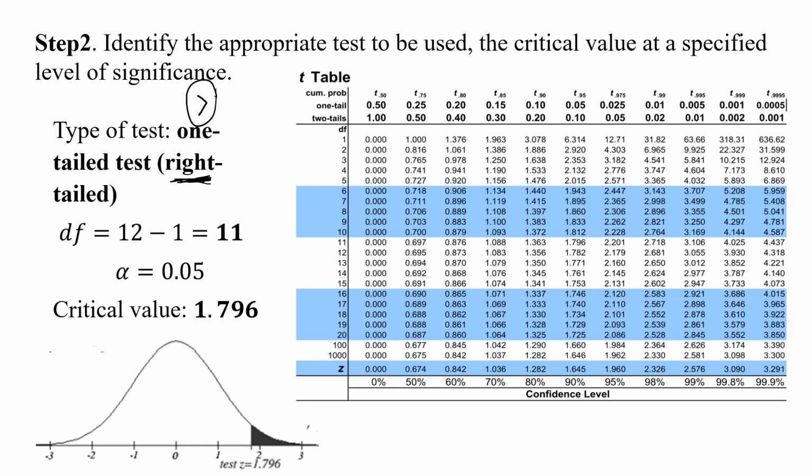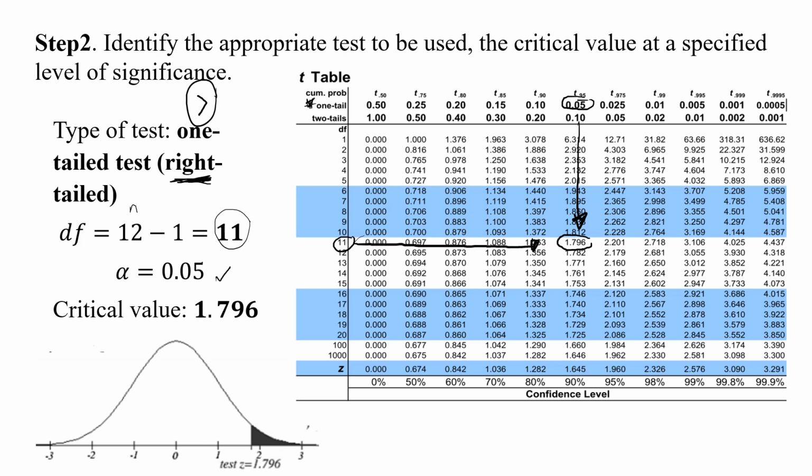Then, the degrees of freedom. Kailangan natin si n or yung sample size, that is 12. So, 12 minus 1 equals 11. Si 11, siya yung hanapin natin doon sa table. Then, yung given na level of significance is 0.05. Hanapin mo siya ngayon dito sa one-tailed, kasi one-tailed yung type ng test natin. Kung saan lang ulit tumapat na value, siya yung magiging critical value niya.